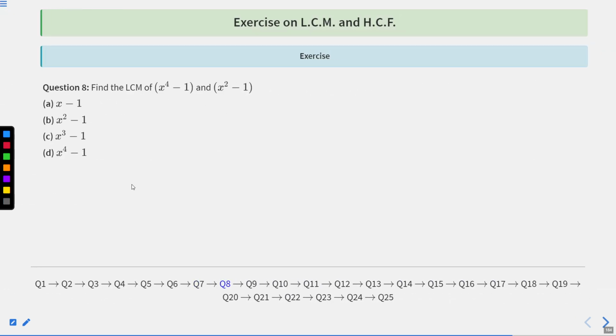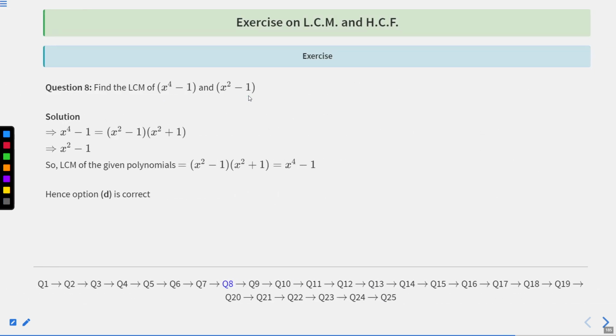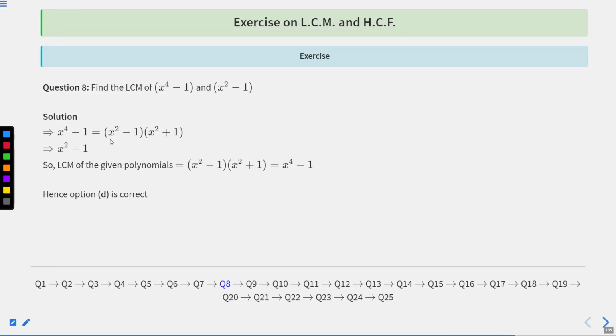Question number 8. Find the LCM of x to the power 4 minus 1 and x square minus 1. So x to the power 4 minus 1 is equal to (x square minus 1) into (x square plus 1). This implies that x square minus 1 divides it. So LCM of given polynomials is x to the power 4 minus 1. Hence, option D is correct.